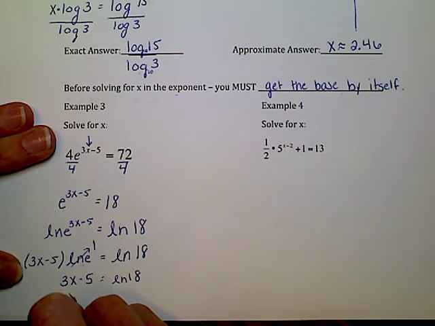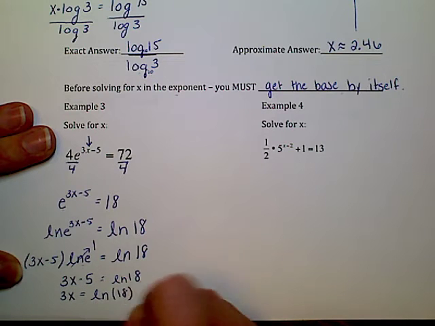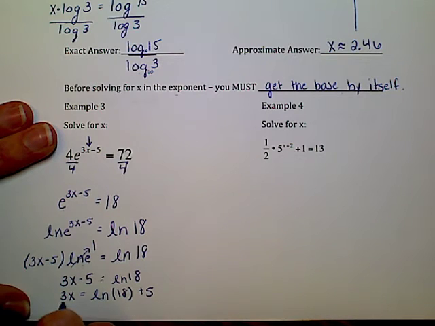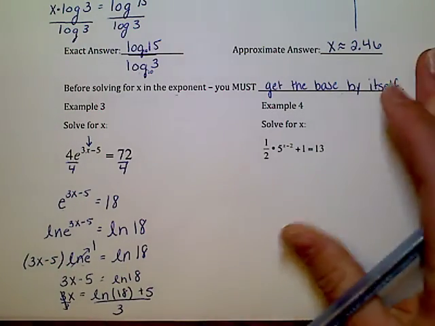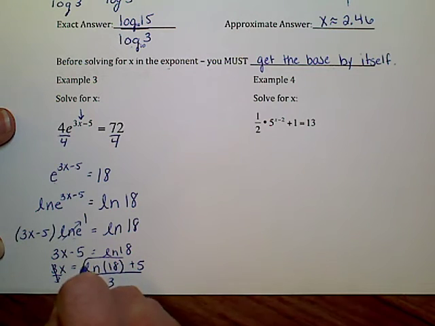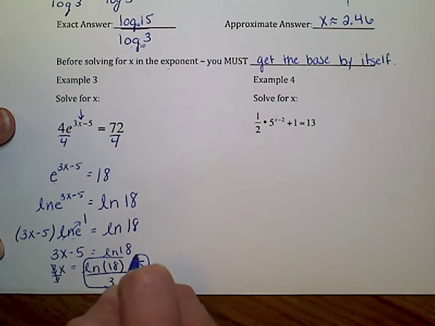I'm going to add the 5. I'm going to put that 18 in parentheses so I know that that's on the inside and the plus 5 is on the outside. And then divide everything by 3. And that gets us x. This is my exact answer.